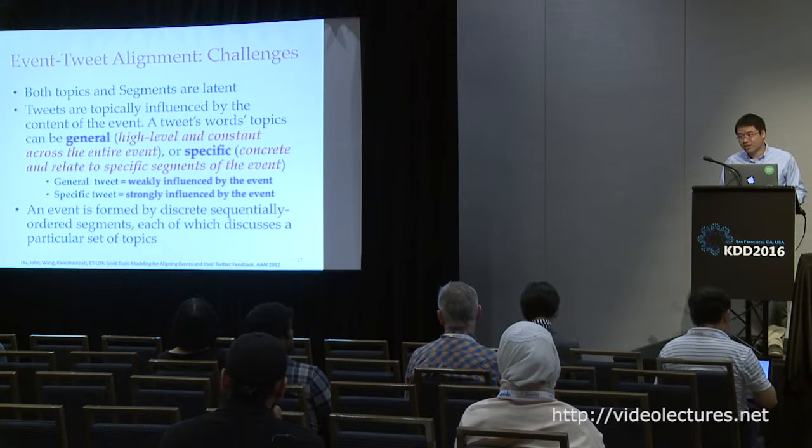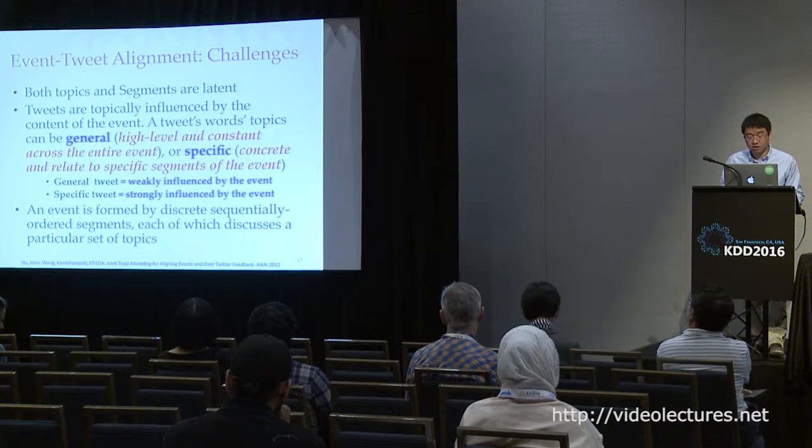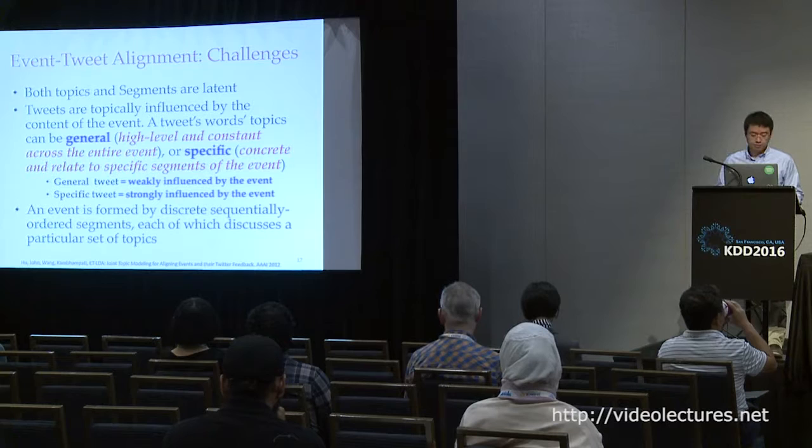And what are the challenges in this task? As you can imagine, the first challenge is that the event topics, the tweet topics and the event segments are latent. We do not have a clear topic boundary of the event, and also the event topics are unknown.